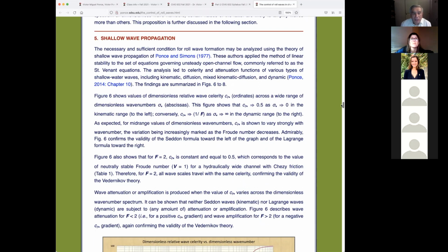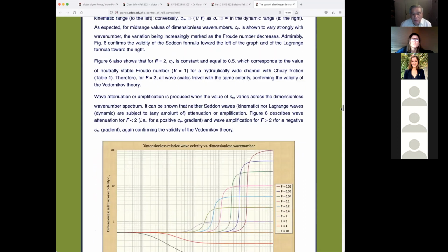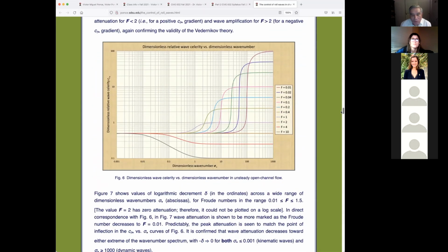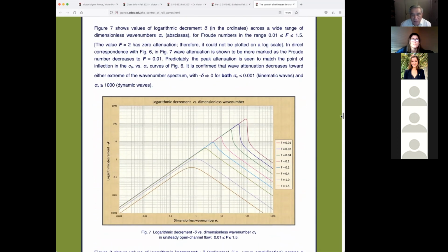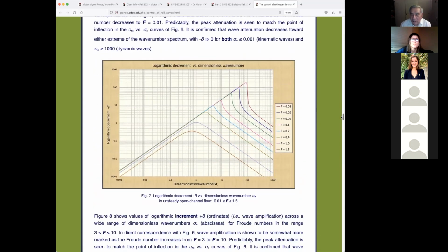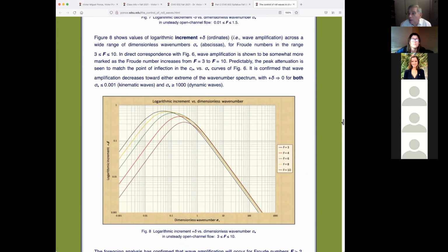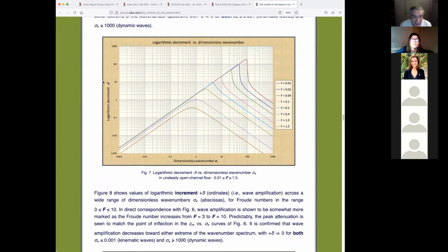Shallow wave propagation. I don't need to cover this. You already know it. Here it is well summarized, but you already know this stuff. So I really don't need to get in here too much. We have this graph, our S-curve graph. This is for the attenuation, and this is for the attenuation of the Froude numbers greater than 2. Actually, amplification is negative attenuation. The first one is minus delta.